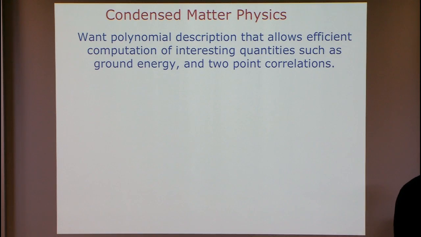So the actual question that you want to solve is we want a polynomial description that allows you to compute interesting quantities efficiently. So what are these interesting quantities? You want to compute the ground state energy and 2-point correlations, or any local observables, any observables involving small numbers of particles.